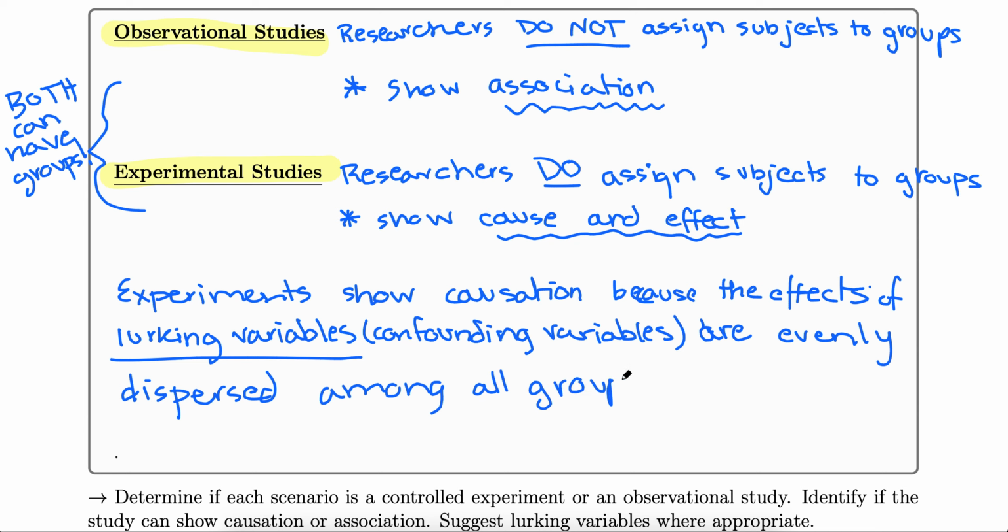All right, in the next video, we're going to practice a couple of examples of this, making sure we can identify if a study is observational or experimental, explaining why, knowing the type of conclusion, and then being familiar with this terminology of lurking variables.